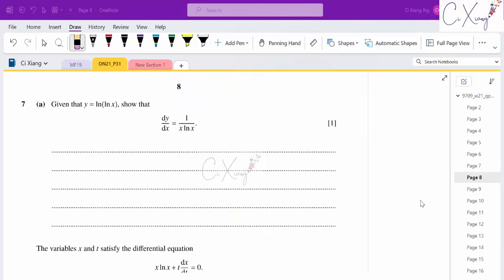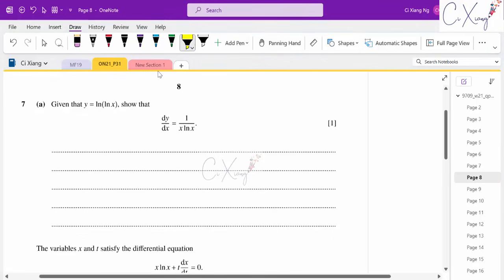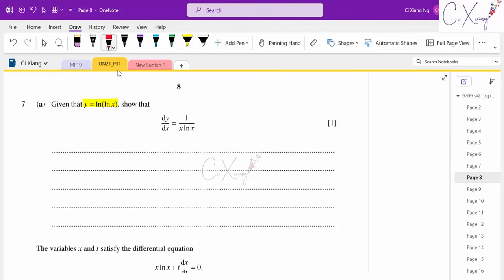Alright, so we come to question number 7. We are given this equation, and they want us to show that dy/dx equals the expression on the right hand side. So basically we need to do the differentiation, right? So y equals ln, and then ln x.